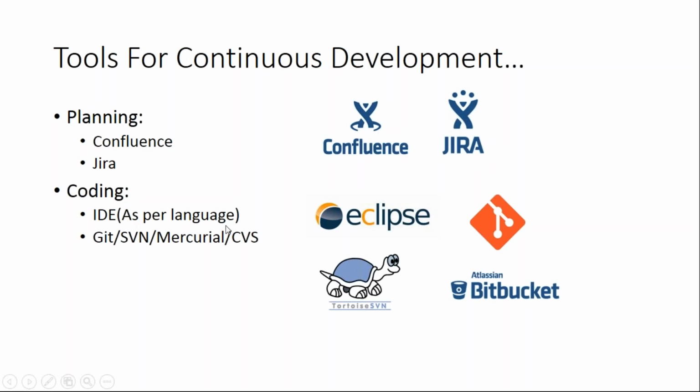In the coding phase, you use IDEs as per the language. I have given Eclipse here. In Eclipse you can manage Python, Java, a lot of things. And if you're writing .NET code, you can go with VS Code also. Similarly, to manage your code, you might have to use Git, SVN, Mercurial. You may also have to use Bitbucket, GitHub, GitLab.